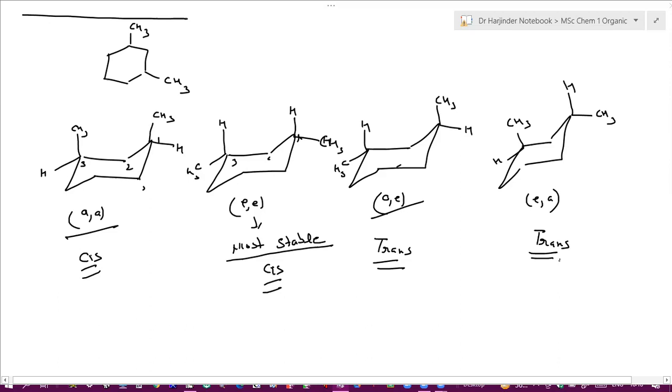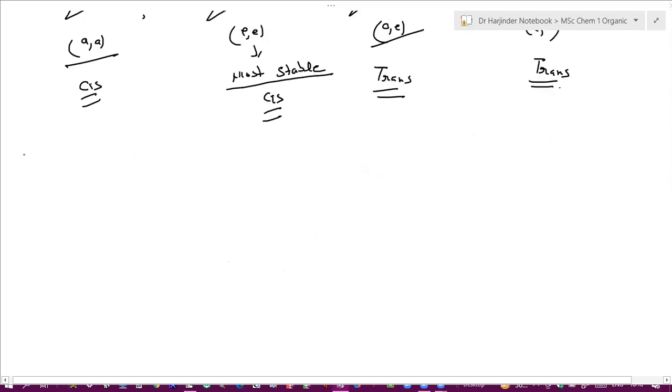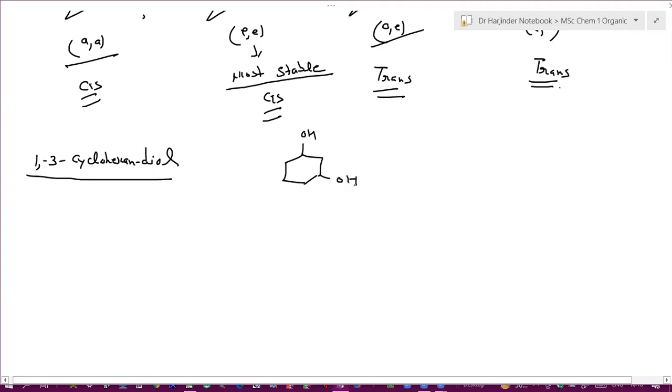Okay, so there's one question. Draw most stable conformation of 1,3-cyclohexane diol. That means you have to draw most stable conformation of this molecule. So yes, which one will be most stable?